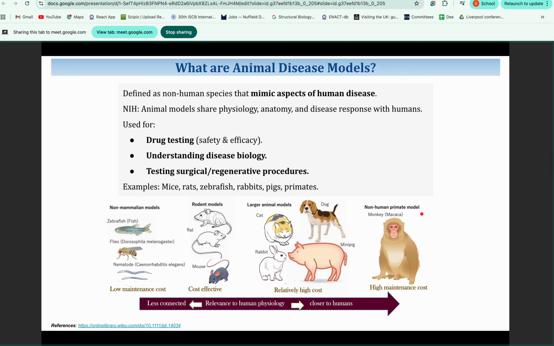Then come non-human primate models, the organisms which are primates but other than humans, such as monkey, which has high maintenance cost. As we are moving towards organisms which are close to humans, we are increasing their maintenance cost. So you can say there is a trade-off between closeness to the human genome and maintenance. We decide on the basis of that which model organism we need to choose and which will be relevant to study the disease.